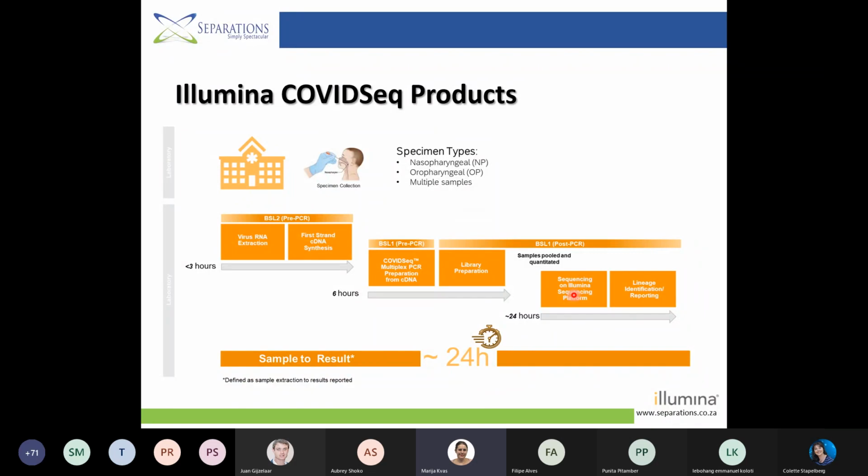Something like iSeq, maybe we can only do 4 SARS-CoV-2 samples, but for example, with a MiniSeq or a MiSeq, we could do up to 25 different samples. When we're talking about higher capacity instruments, like I mentioned before, we can push that up to 384 samples on the NextSeq 550, for example.